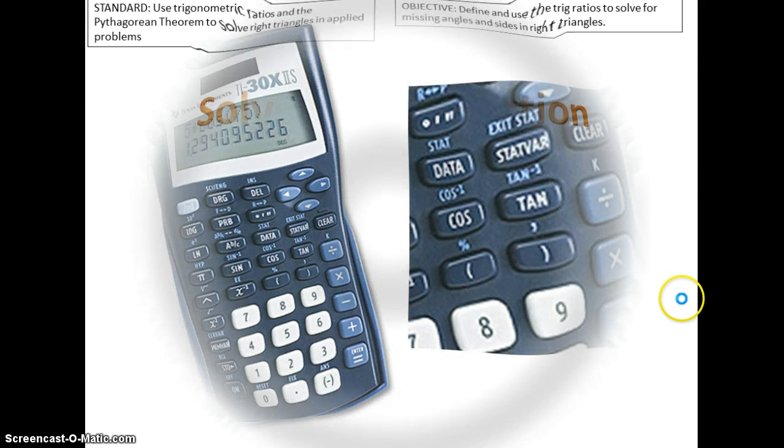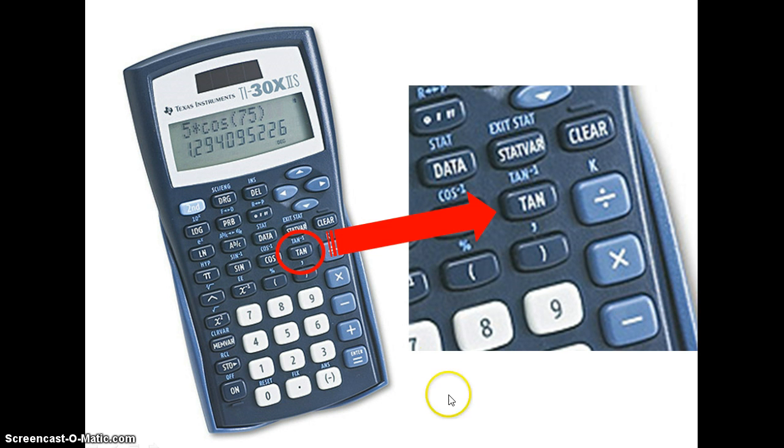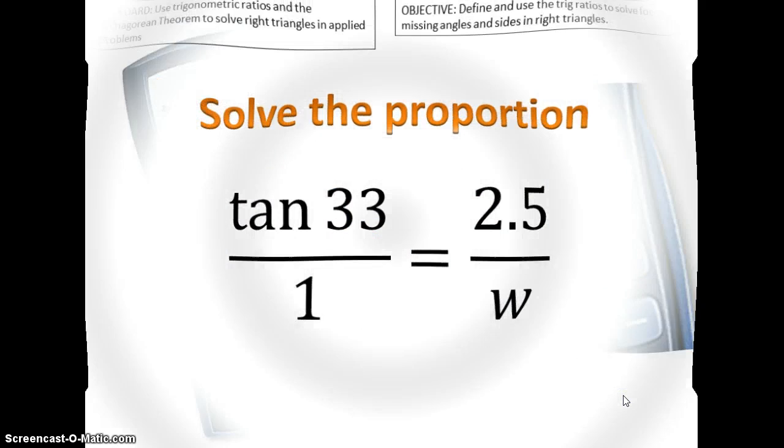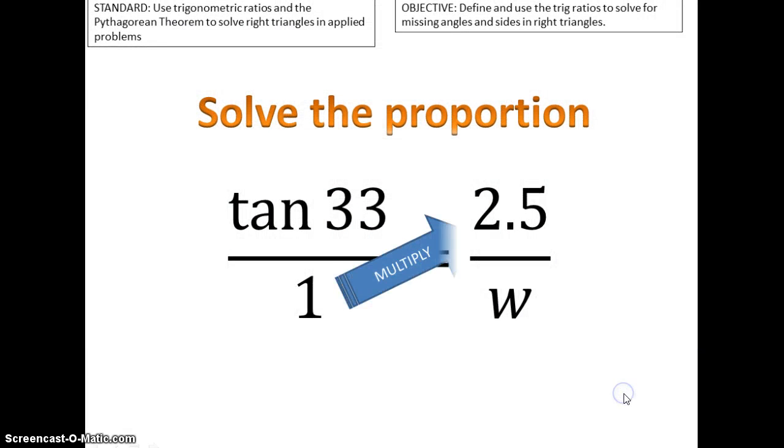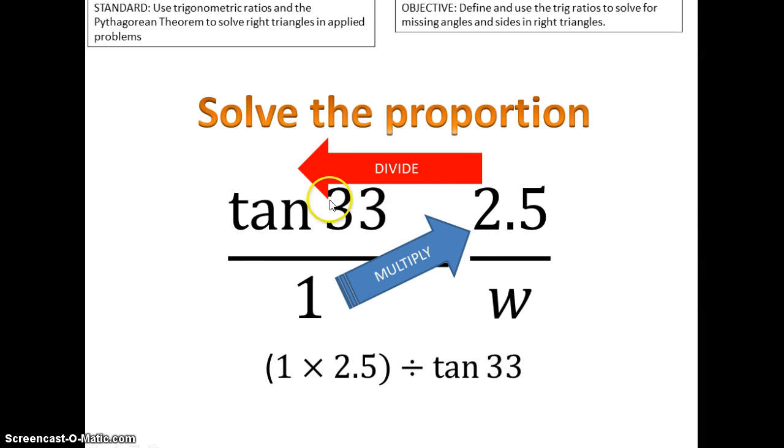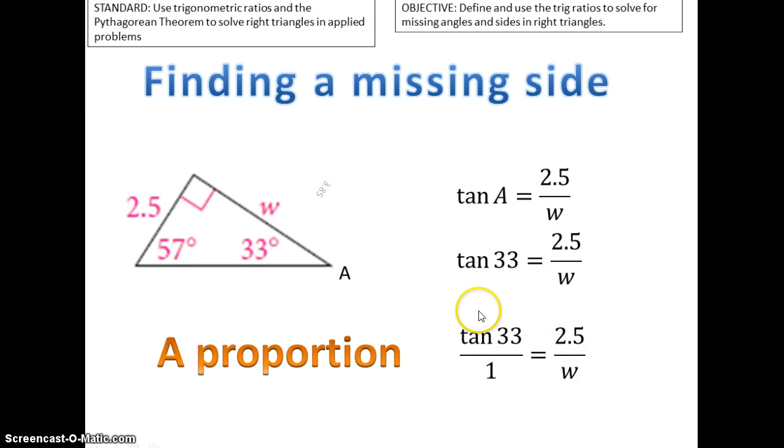Well, if you don't already know, let's take a look at the calculator. What I've got here is a tangent button right there. Press that, and then put in whatever the angle measurement is. So we're going to get 2.5 times 1, which is just 2.5, and then divide that by the tangent of 33, and that will give us our answer, which is 3.85. That means that this missing side, W, is 3.85, and if we just use the eyeball test, this side is definitely longer than this side, so it seems like a reasonable potential answer.